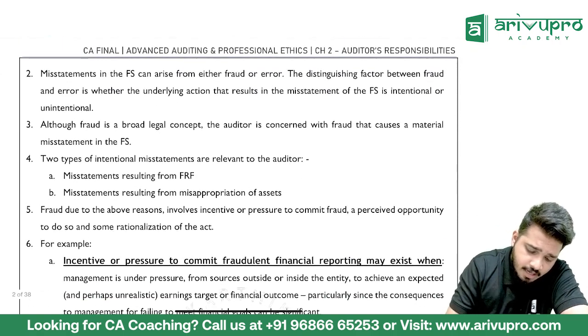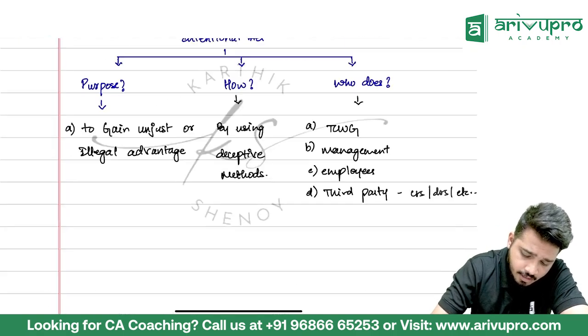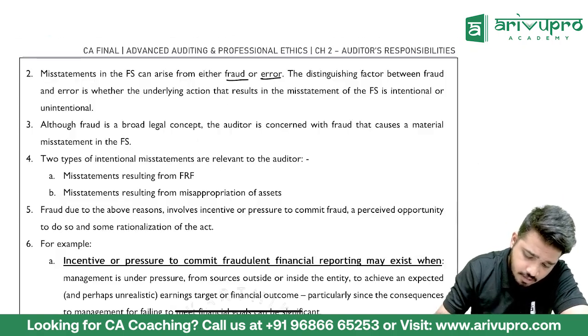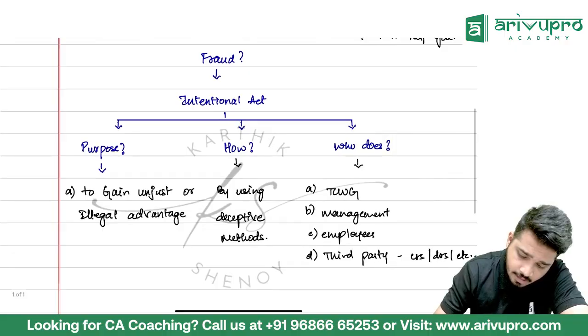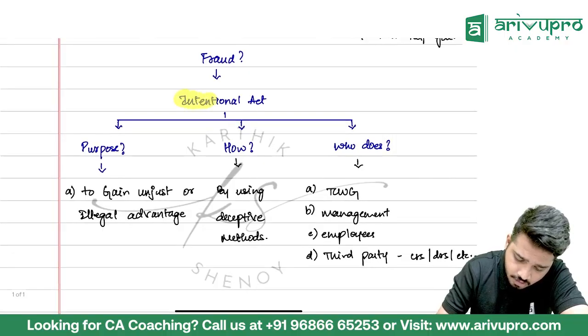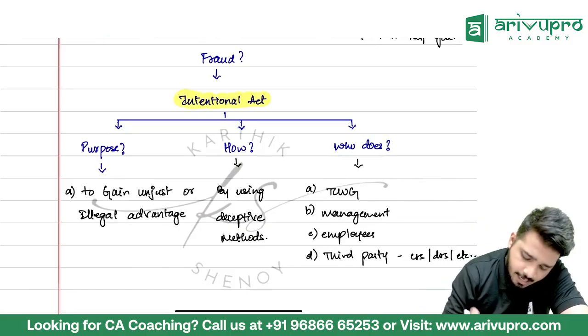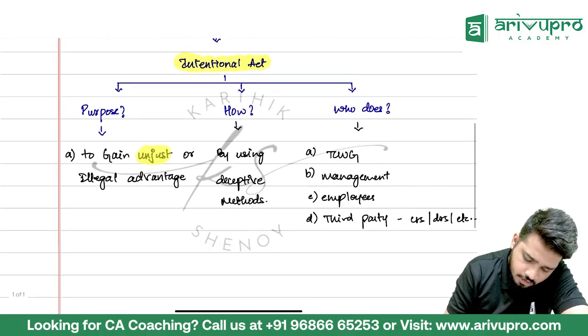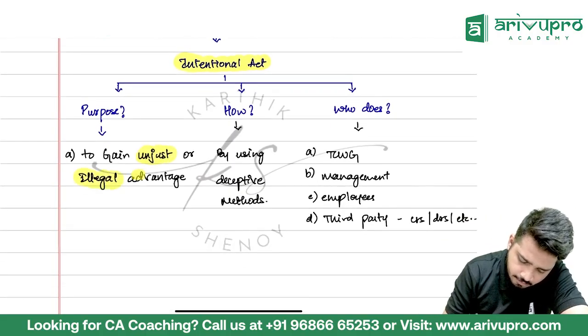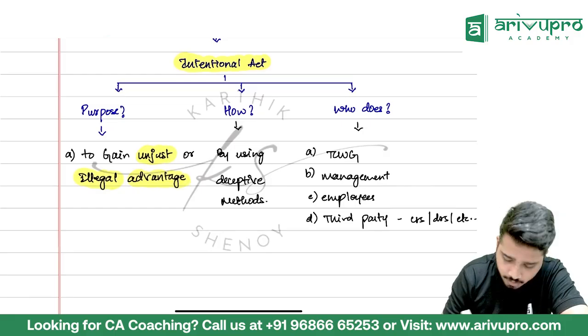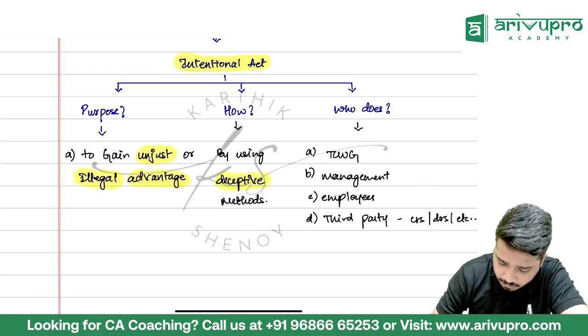Misstatement can arise from either fraud or error. The distinguishing factor is nothing but whether it is intentional or unintentional. So I'll highlight here again. It is an intentional act. Unjust or illegal advantage. Deceptive method.